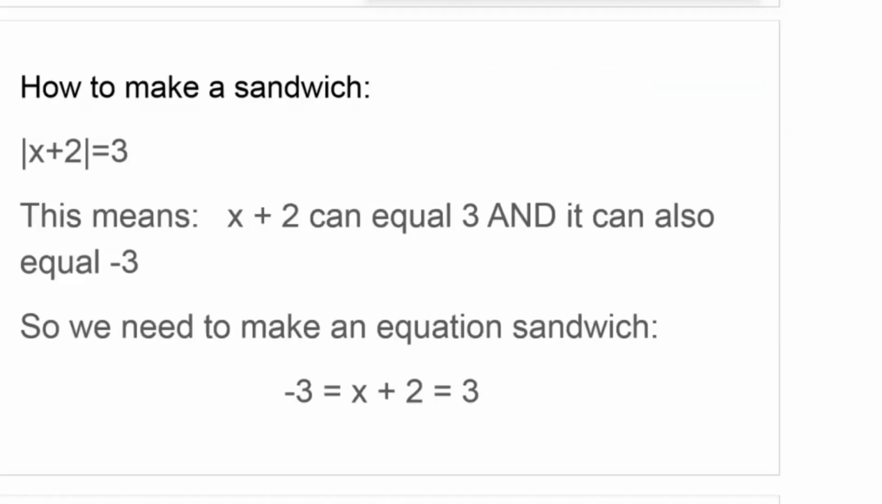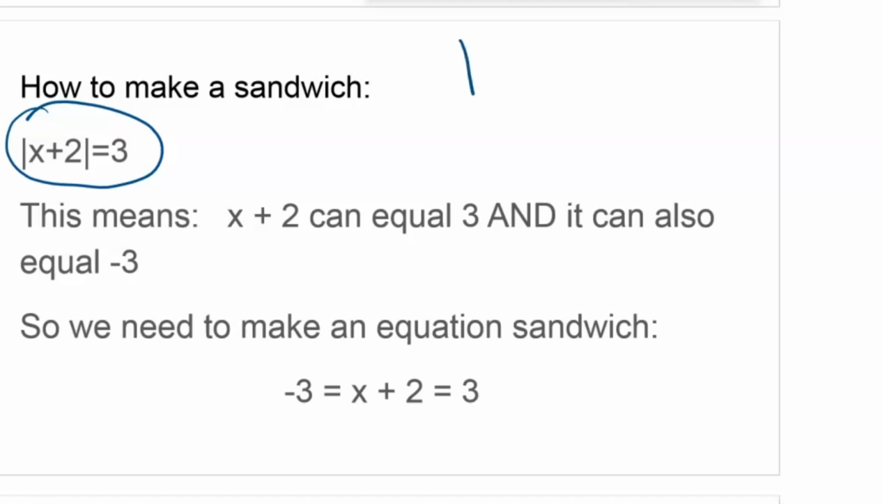Here is what I mean when I say make a sandwich. So say you have an equation like this, and this one's not an inequality because I just have an equal sign, so it's just an example of an absolute value equation. So the absolute value of x plus 2 equals 3. That means, like in our previous example, x plus 2 could equal +3, or it could also equal -3.